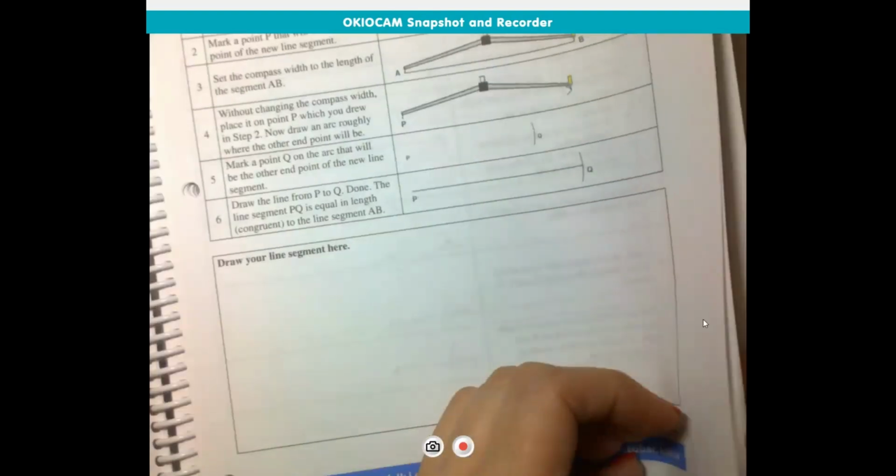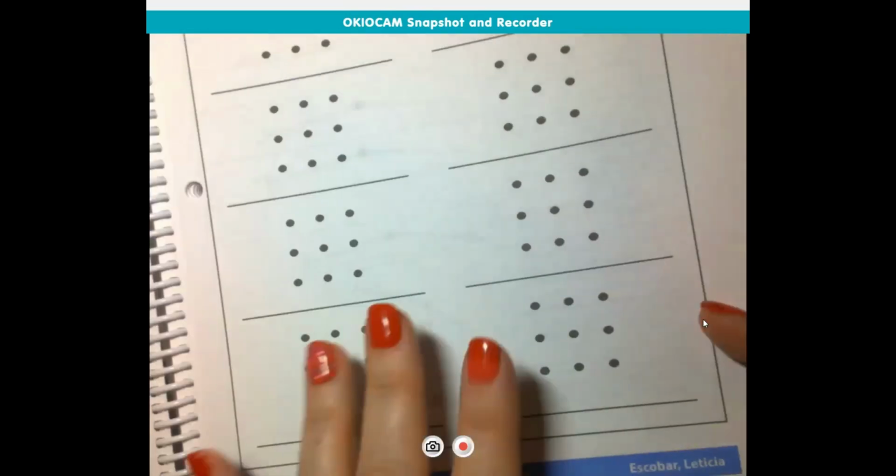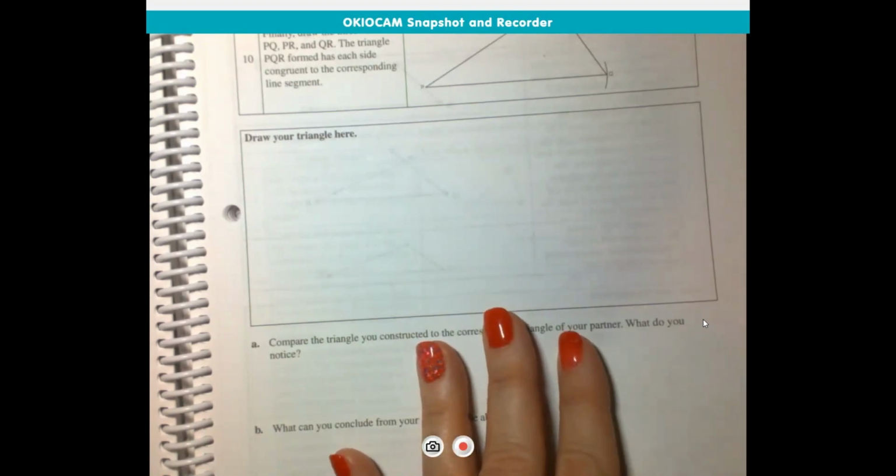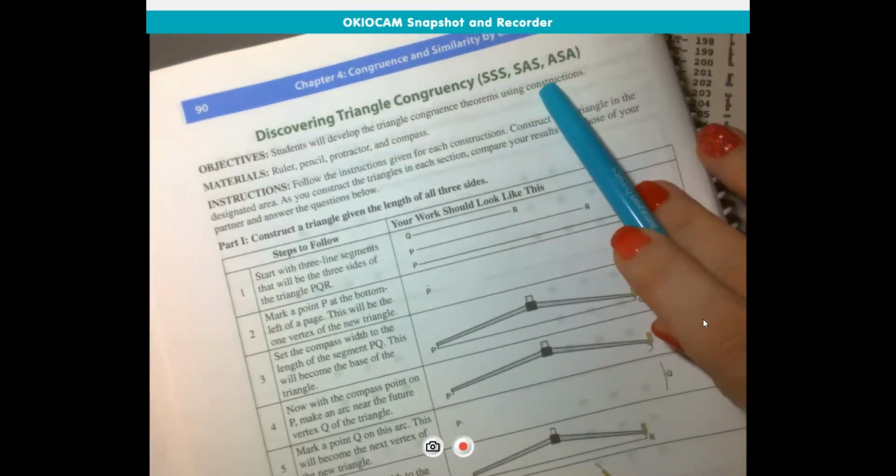let's see here. For example, pages 88 and 89 are just discovering how to draw different triangles, right? And then pages 90, 91 are trying to prove, or discover, that when you have three given sides of a triangle that are congruent correspondingly to three other sides of another triangle, then the triangles are congruent. So basically, we are only proving in these activities side-side-side and side-angle-side.